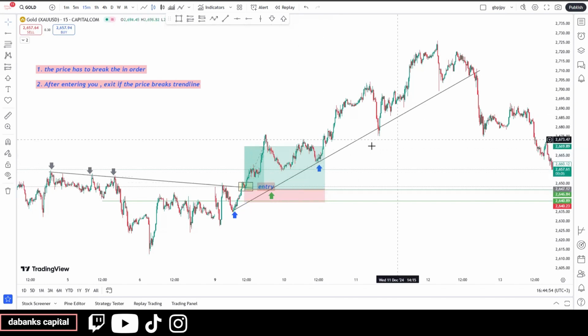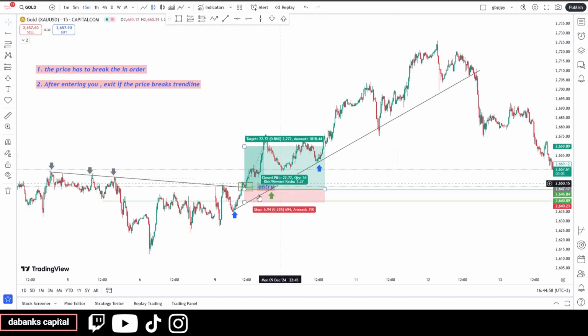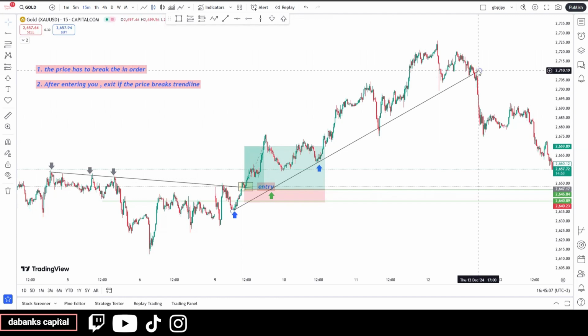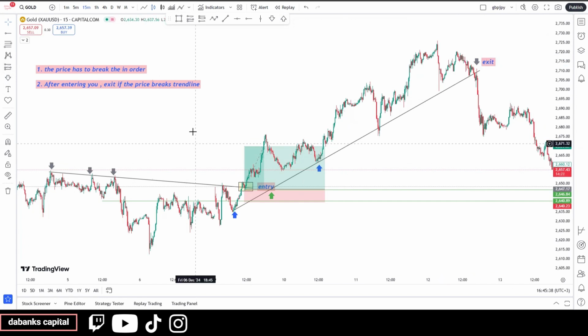For example, this market was moving up consistently, up until here, where the market broke the trend line. It violated our trend line. So after the market violating our trend line, here should be your exit point. So if you were to trade, our trade could have started here, then all the way up to here.